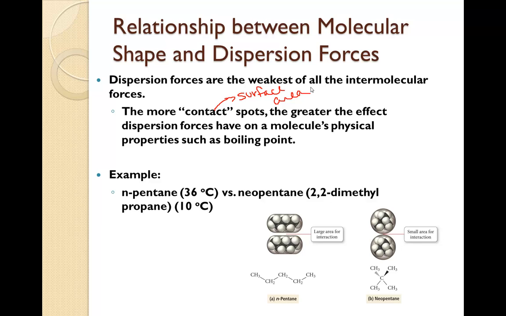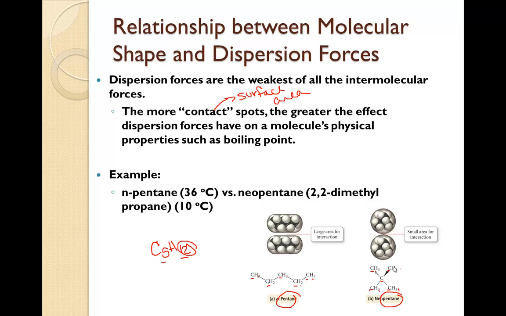For instance, these are two different versions of pentane. You might not know what pentane is at this point, but it's C5H12. Both molecules have the same number of atoms. They both have 5 carbons. And they both have 12 hydrogens. 3, 4, 5, 6, 7, 8, 9, 10, 11, 12. 3, 6, 9, 12. So they both have C5H12.